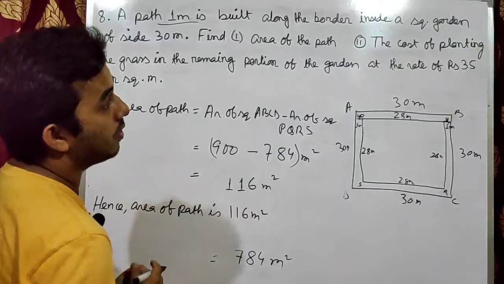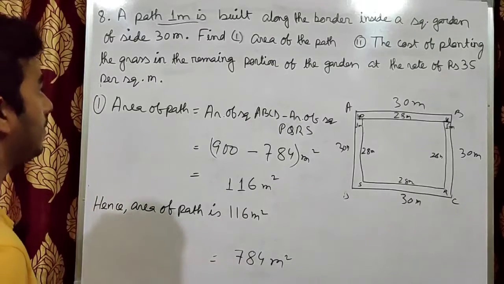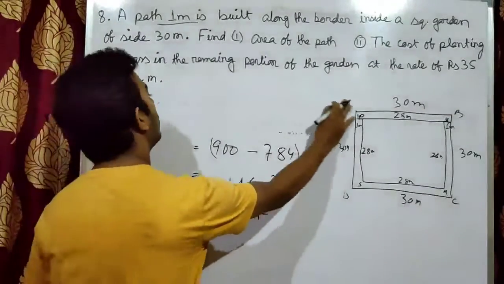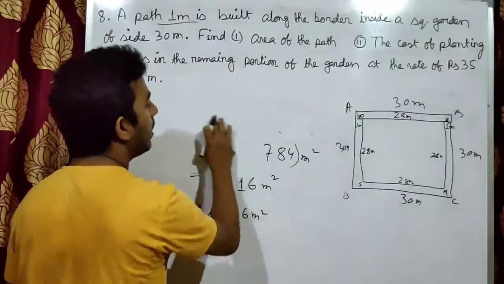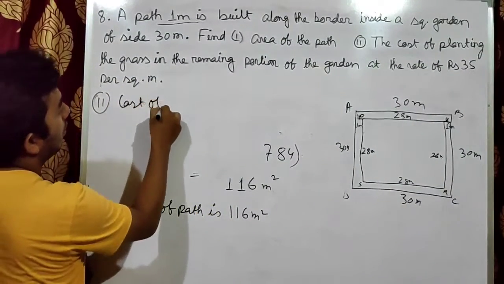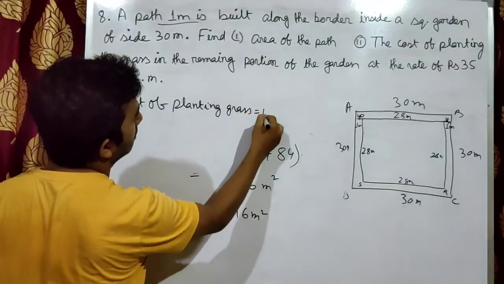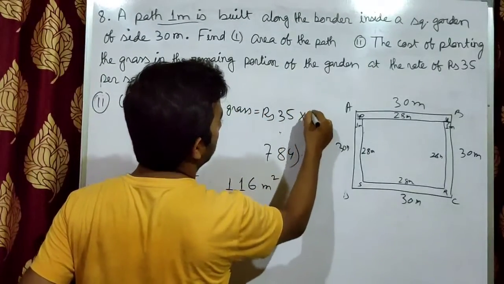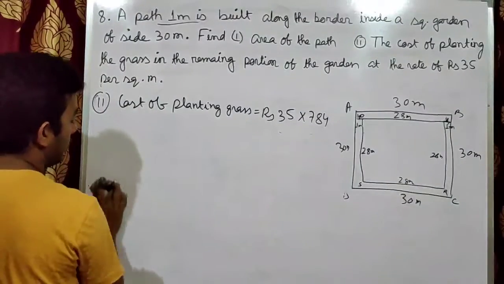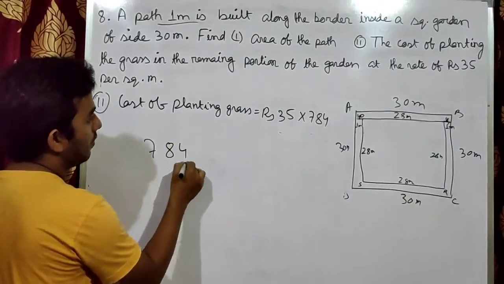Now we have to find the second one, the cost of planting the grass in the remaining portion of the garden at the rate of rupees 35 per square meter. So we know the area of the remaining portion, we also know the rate of planting grass. Clear? Alright, number 2, cost of planting grass equals rupees 35 into 784. So now we have to multiply 784 with 35.